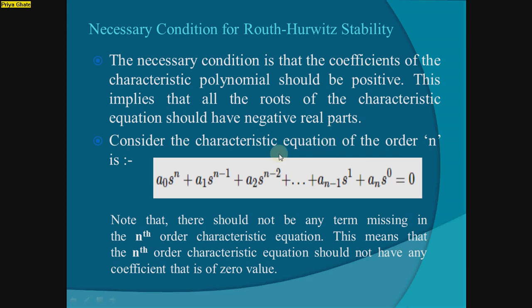Consider the characteristic equation of order n: a0 s^n plus a1 s^(n-1) plus a2 s^(n-2) plus and so on, plus a(n-1) s^1 plus an s^0 is equal to 0. Here a0, a1, a2 are the coefficients of s. Note that there should not be any term missing in the nth order characteristic equation. This means that the nth order characteristic equation should not have any coefficient that is of 0 value.